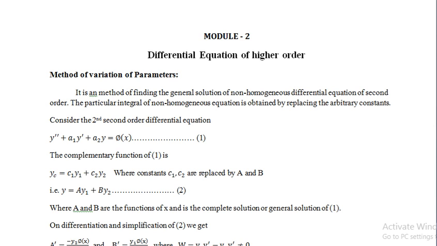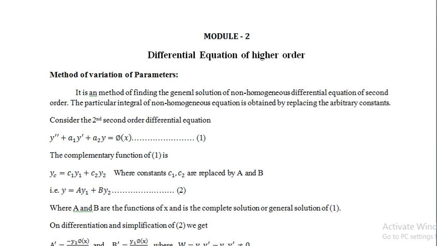So here we write the second order ordinary differential equation as y double dash plus a1 y dash plus a2 y is equal to phi of x, and the complementary function of equation 1 is yc equal to c1 y1 plus c2 y2. Here c1 and c2 are constants. We replace c1 and c2 by capital A and B. So yc becomes y equal to A y1 plus B y2, and A and B are functions of x.